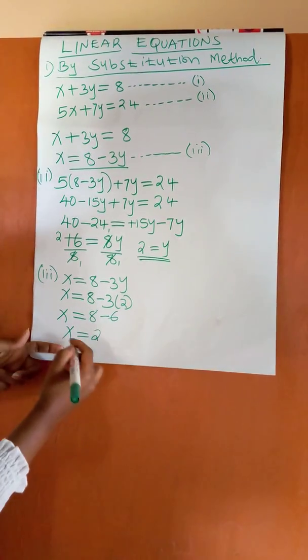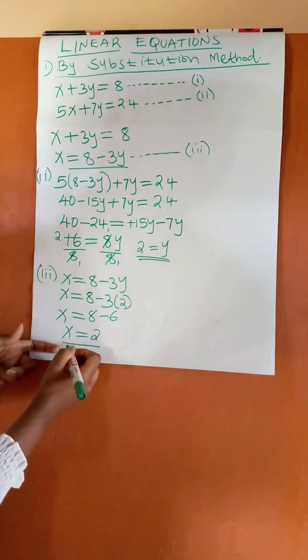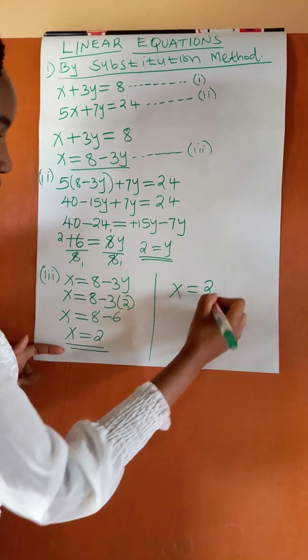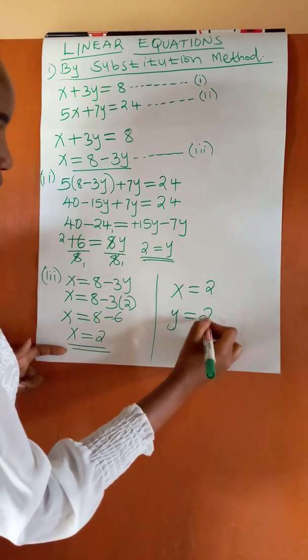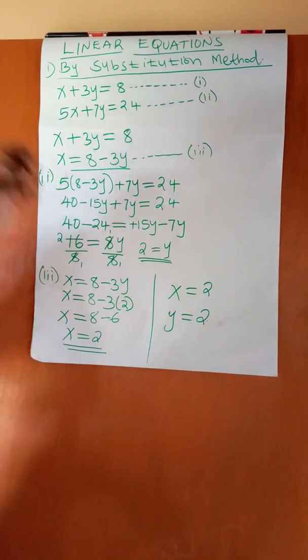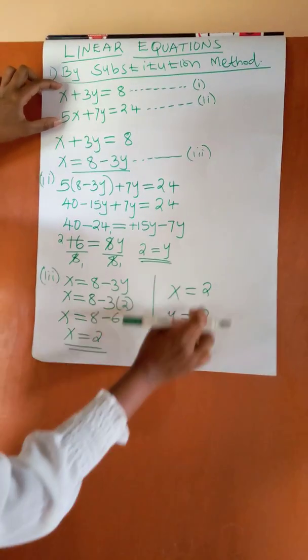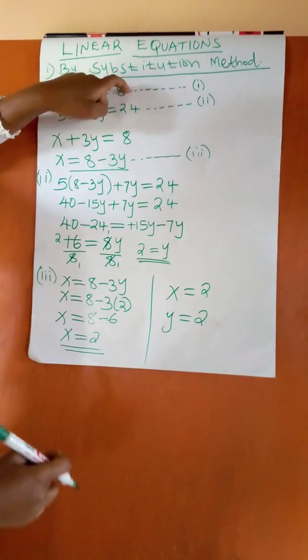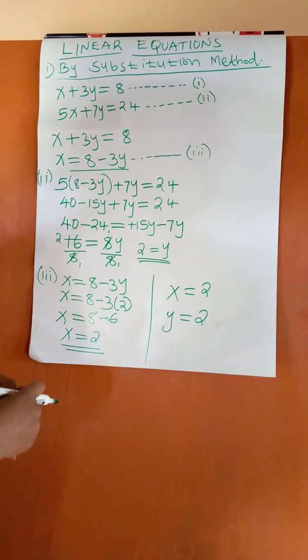So at this point we have the value for x, and then we have the value for y. So we write x is equal to 2, and then y is equal to 2. So if you replace in our two equations the value of x and y, you find out that these answers are correct.